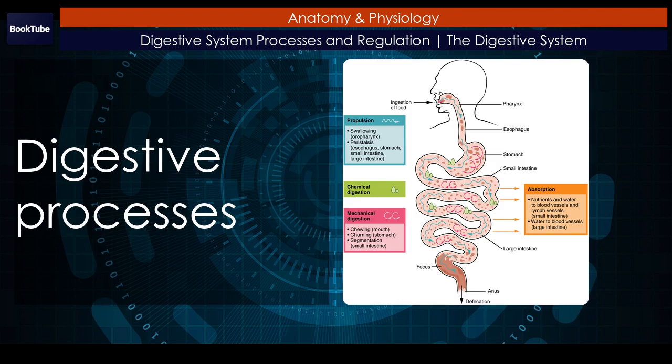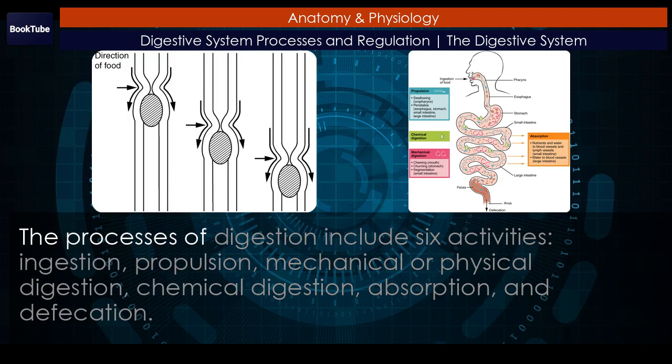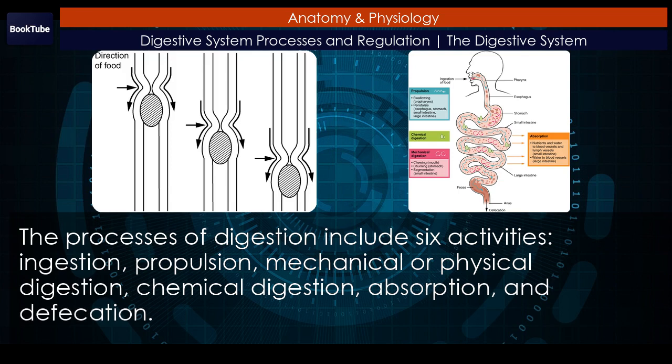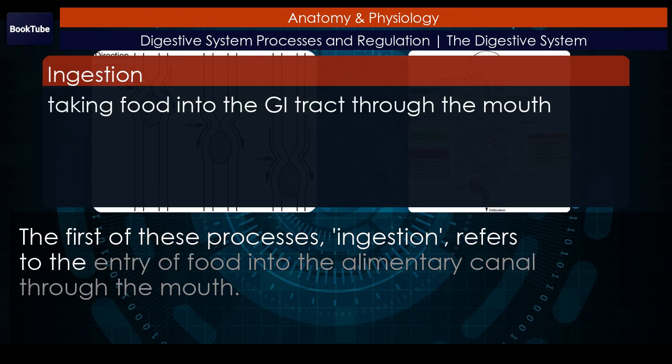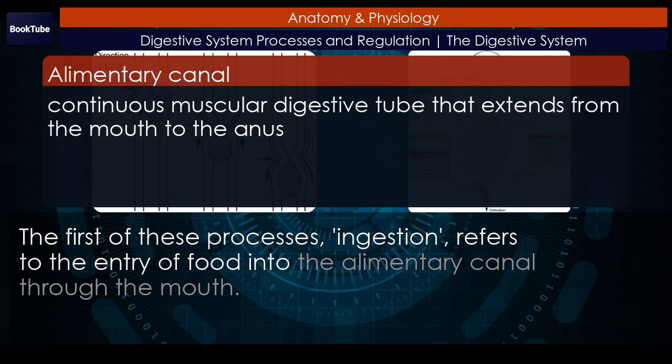Digestive processes. The processes of digestion include 6 activities: ingestion, propulsion, mechanical or physical digestion, chemical digestion, absorption, and defecation. The first of these processes, ingestion, refers to the entry of food into the alimentary canal through the mouth.